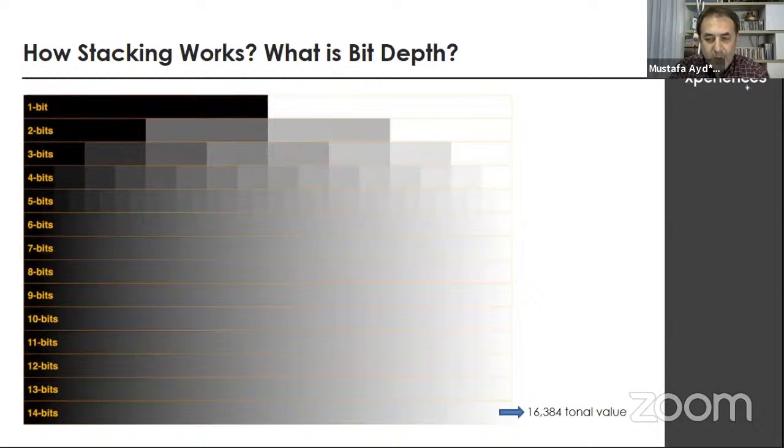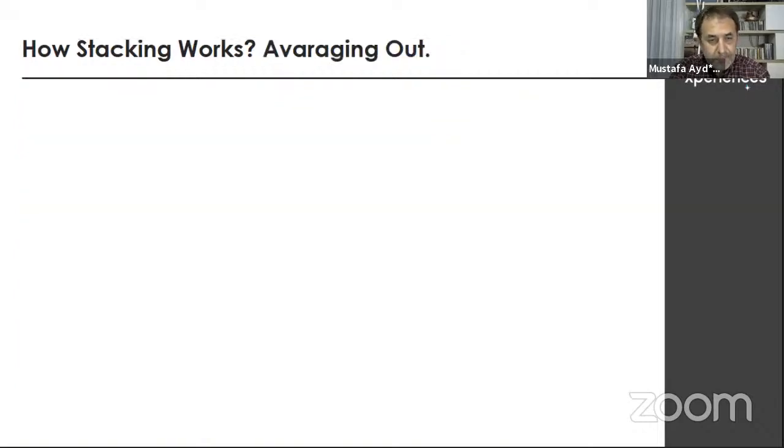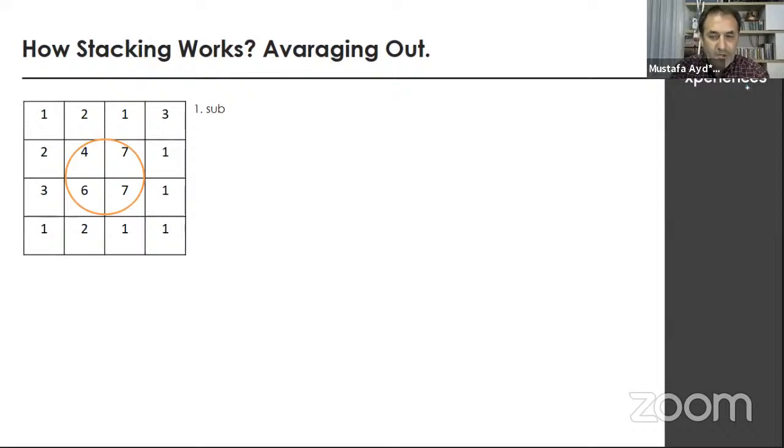Before that, I'd like to talk about bit depth. If you have a camera with 14 bits, that means you have 16,384 tonal values between dark black and white. So when you're shooting a photo, your pixels will have values between 0 and 16,384. In the next slide, you'll see why I am explaining this. So when you're shooting an object in the night sky, your pixels will take these values. Now I will show how stacking works.